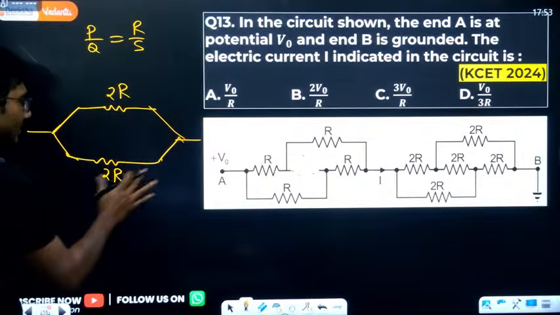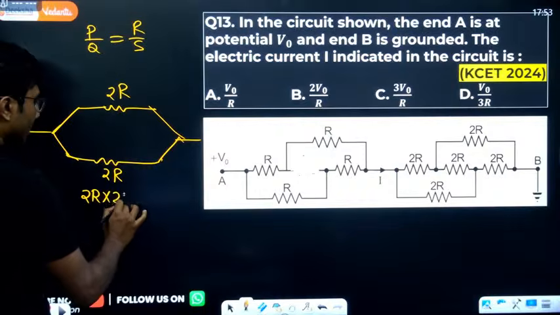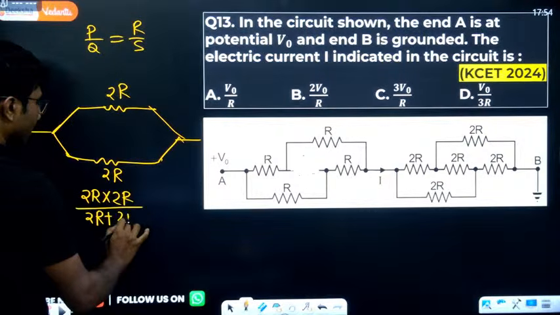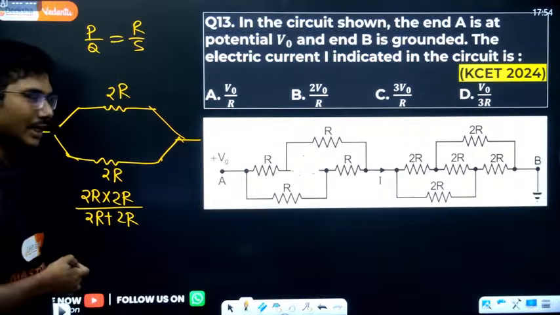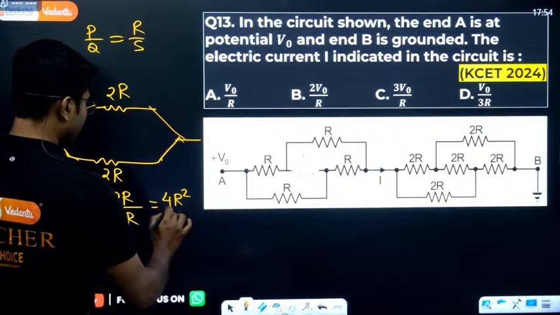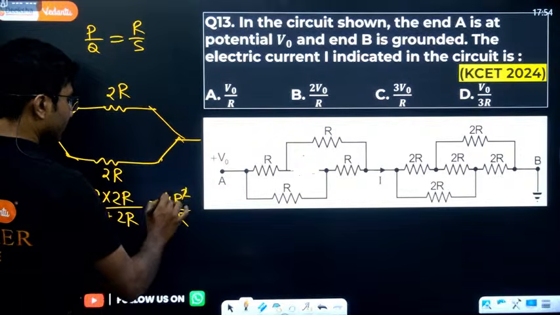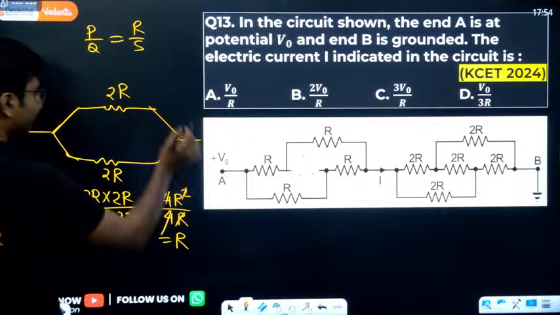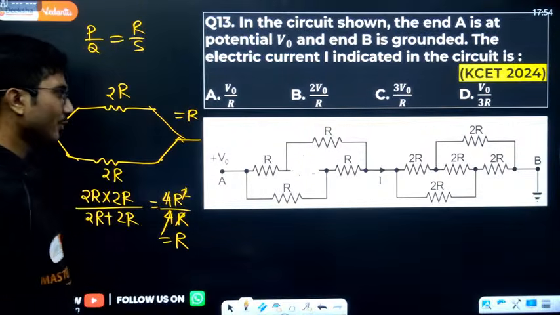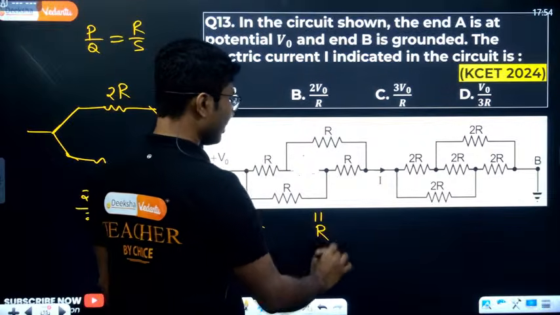Now, what is the equivalent resistance of this? The equivalent resistance is 2R into 2R divided by 2R plus 2R, right? R1 R2 divided by R1 plus R2. So it will be 4R squared divided by 4R. So R cancels, 4 cancels, and this entire thing turns out to be only R. So this complicated looking circuit has only a resistance of R.